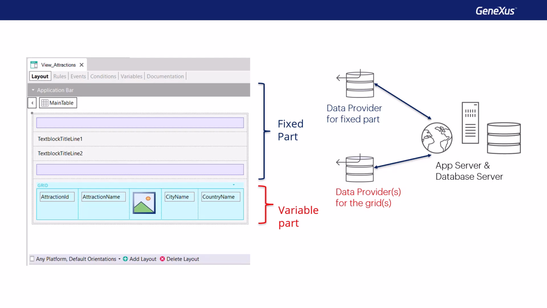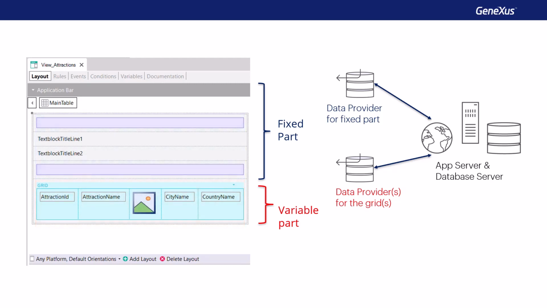As these data providers are independent, each one will have its own navigation, so each part of the panel, fixed or variable, will have its own base table that will be independent of the others. In the example, we see elements in the fixed part of the panel and a grid, so the base tables of the fixed part and the variable part will be determined separately.